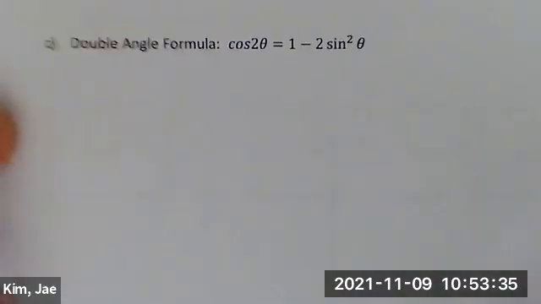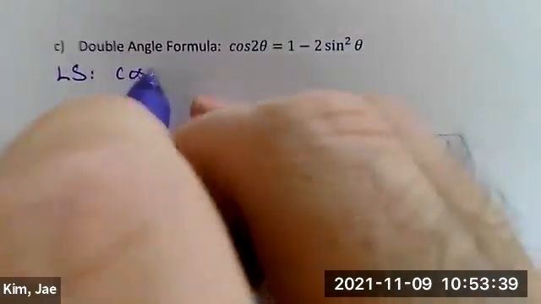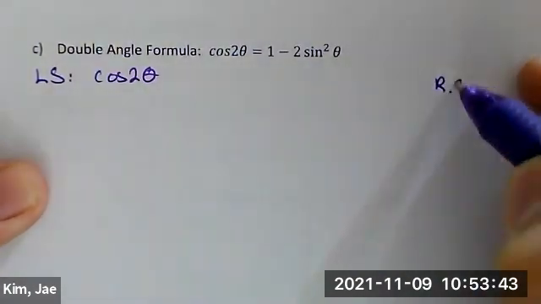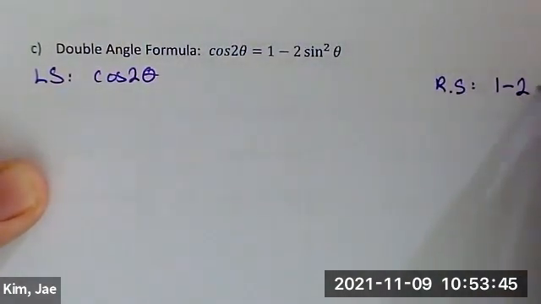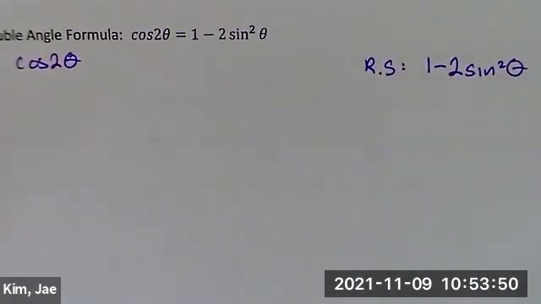Here is the cosine version of it. I'm going to prove this to be true. Left side is cos 2 theta. And of course, the right side, just get into a habit, 1 minus 2 sine squared theta. Here we go.